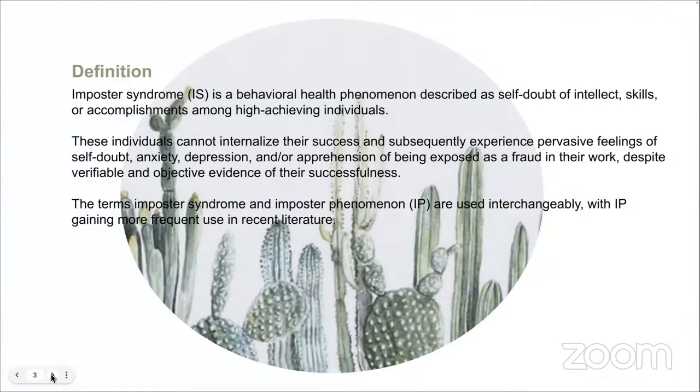Okay. We'll start with the definition. Imposter syndrome is a behavioral health phenomenon. It's described as self-doubt of intellect, skills, or accomplishment among high-achieving individuals. These individuals cannot internalize their success and subsequently experience a pervasive feeling of self-doubt, anxiety, depression, and/or apprehension of being exposed as a fraud in their work, despite verifiable and objective evidence of their successfulness.